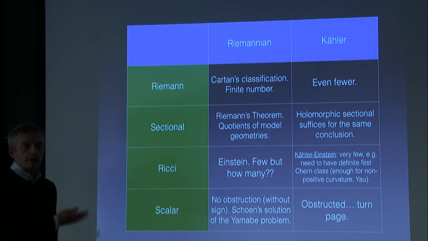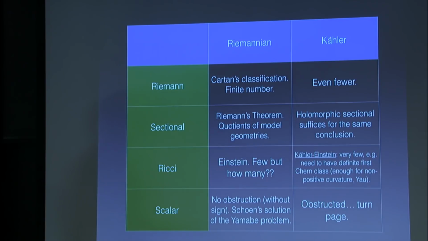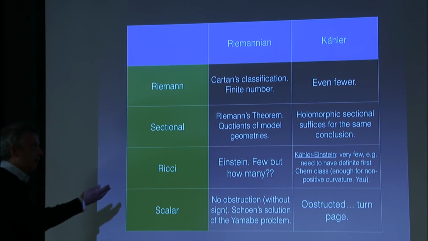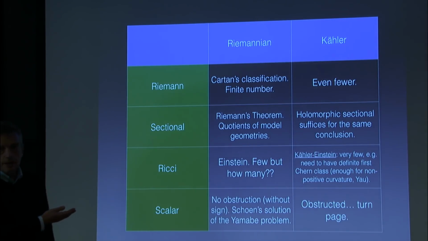you have Riemann's theorem. And Riemann's theorem tells you, again, there are very few examples. In fact, only quotients of the three canonical models. And then in the Kaehler situation, a similar situation happens. So then you go down to Ricci, and you say, well, what does it mean to have constant Ricci? Constant Ricci is the Einstein equation. So how many Einstein manifolds do we know?